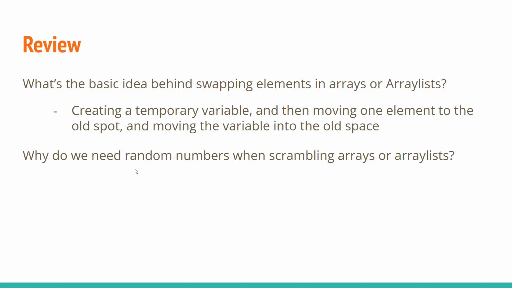And why do we need random numbers when scrambling arrays or array lists? Well, we need to make the element appear in a random place. In our example, we just moved them to a predetermined spot. But if we want to actually scramble up an array, we would just pick a new index that is completely random.